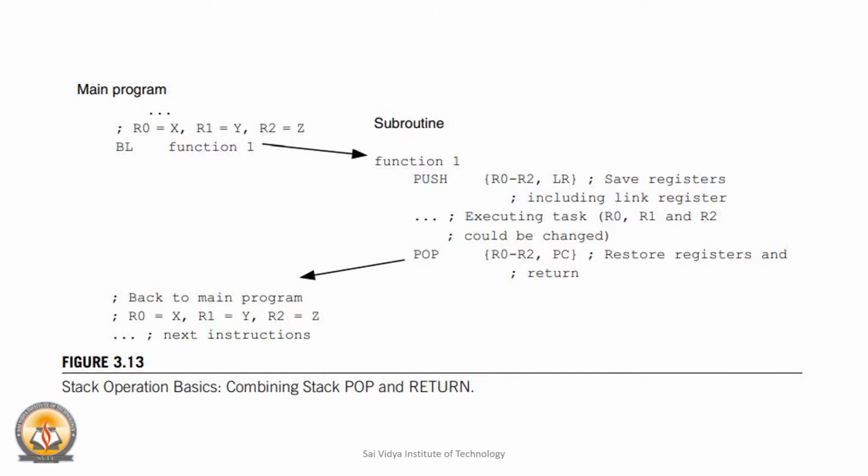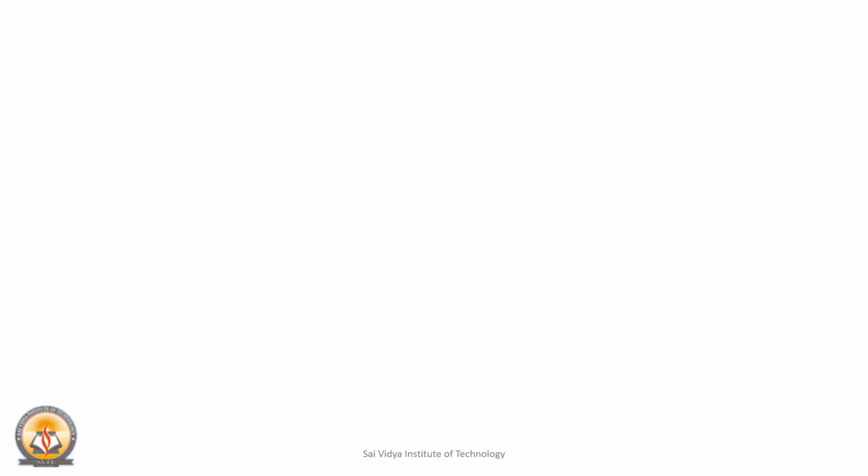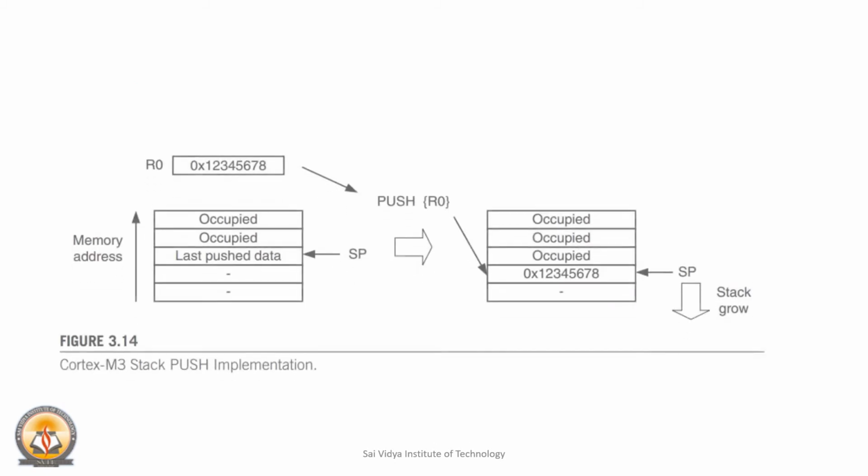So after executing the subroutine, the pop instruction is used to pop the values of the registers along with the program counter, instead of using a separate instruction where you return the value of the link register. So here we are combining the pop operation along with the return operation to directly execute the subroutine and return to the main program. Let us take an example for the stack push and stack pop operation.